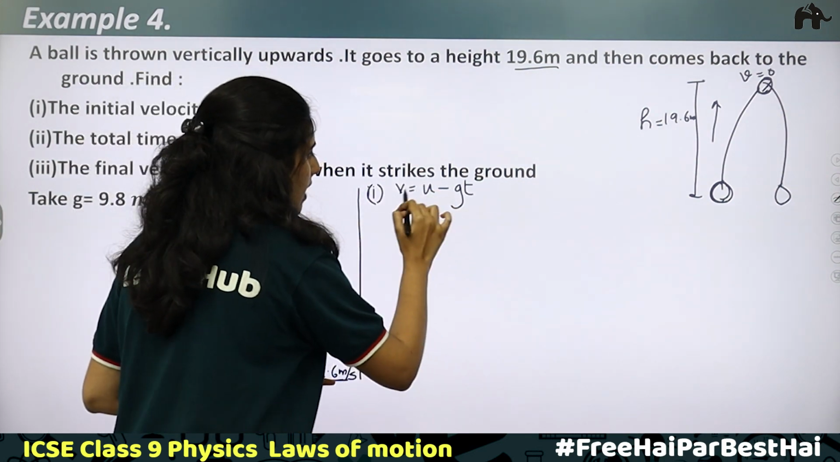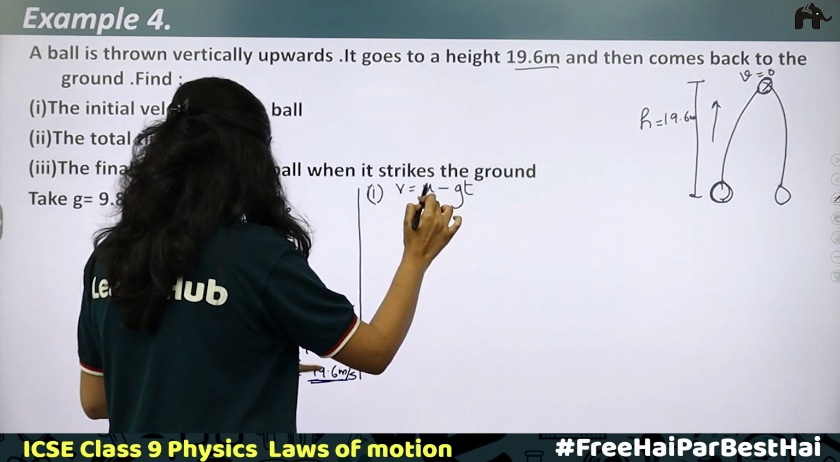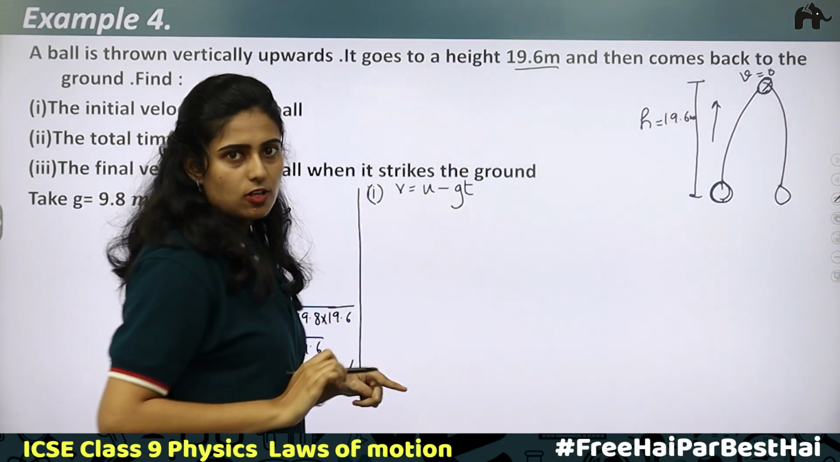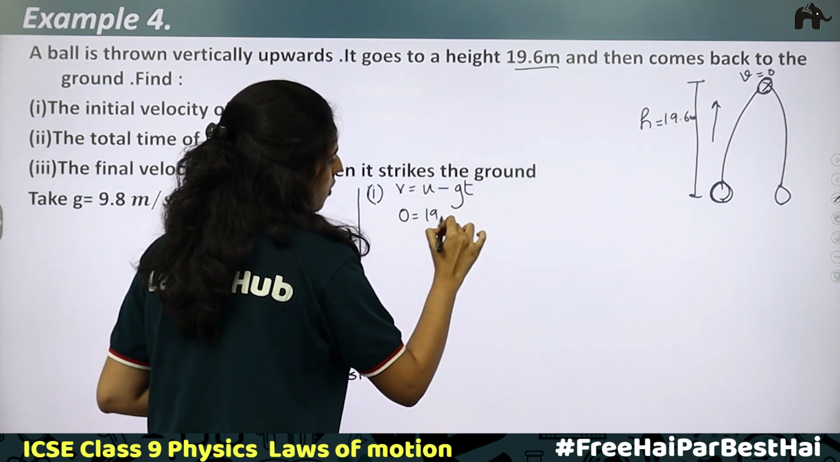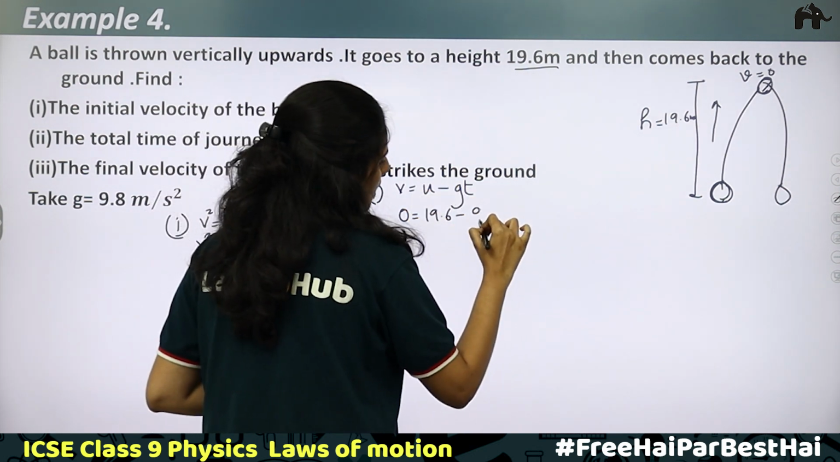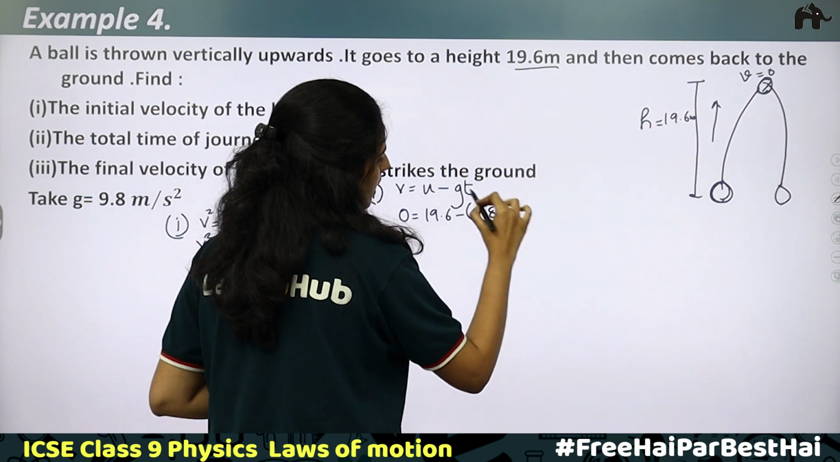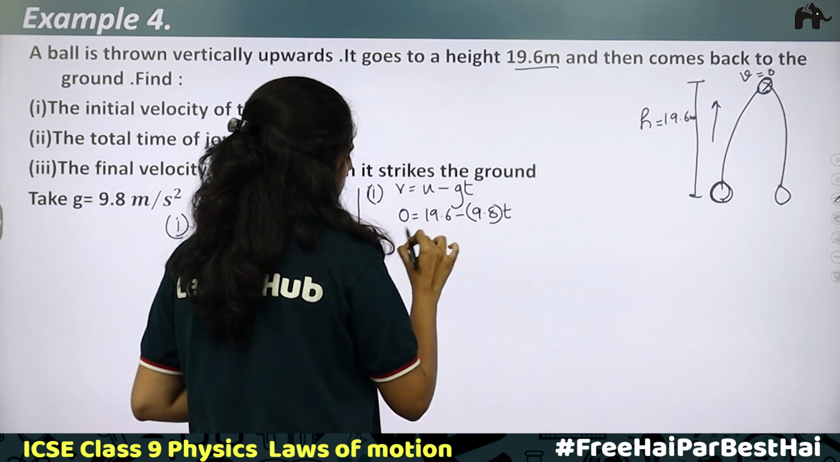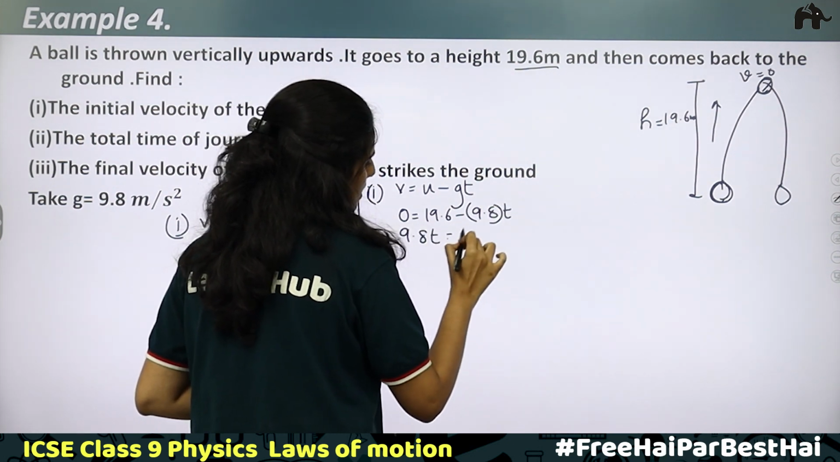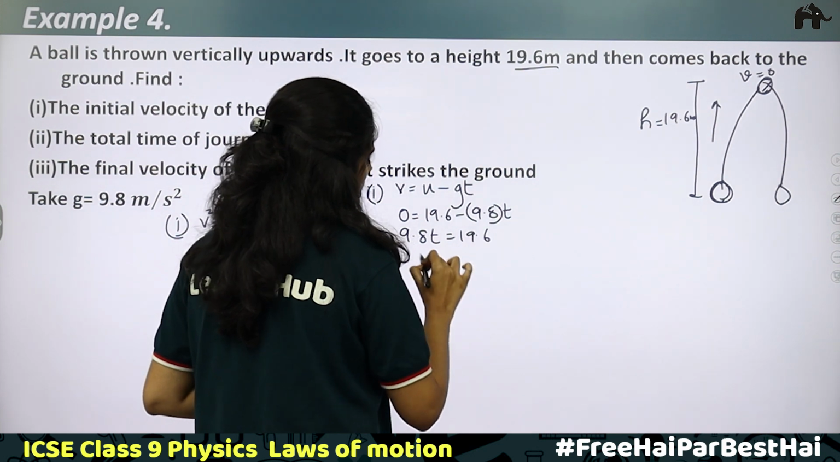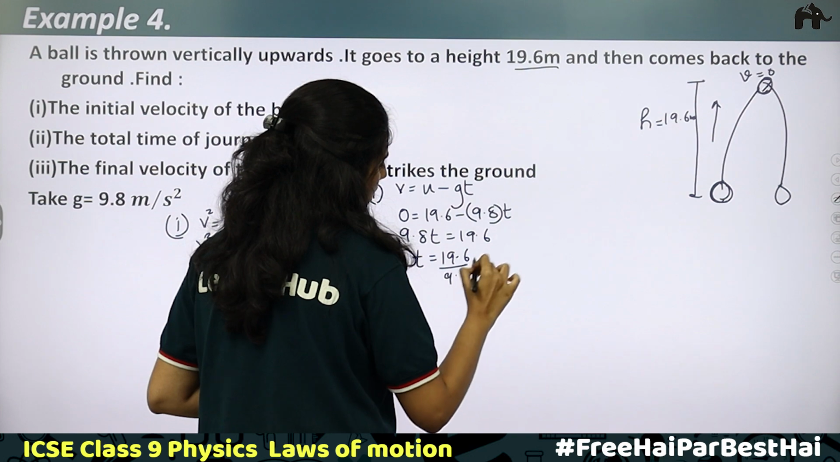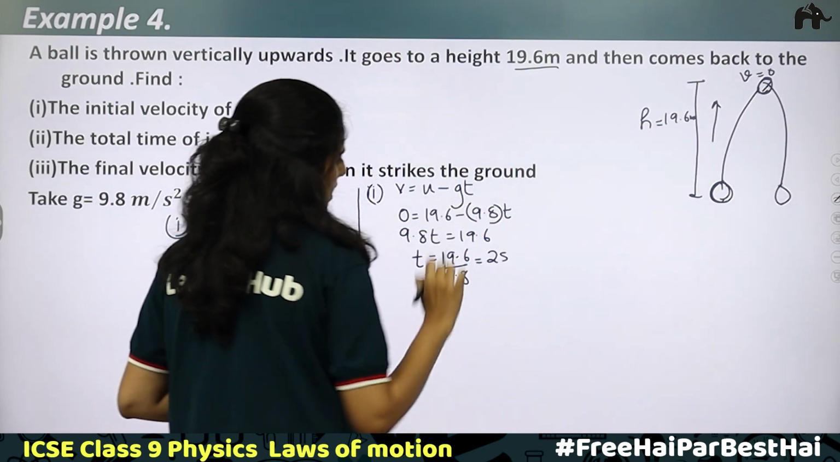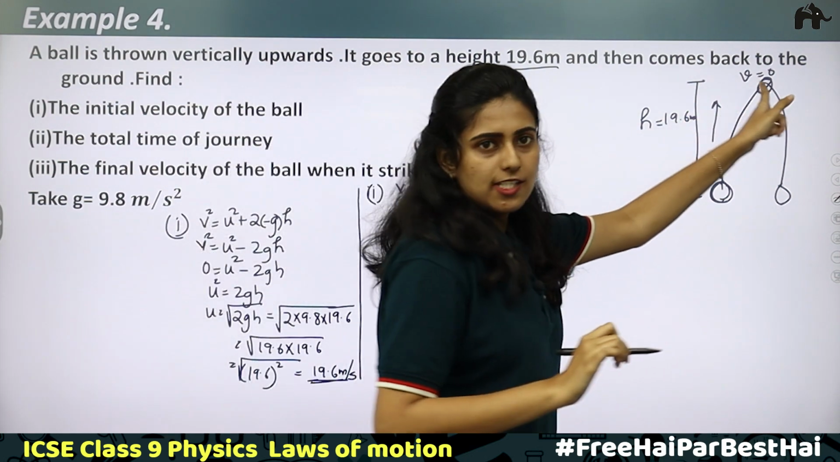Yes. You know the value of V. We have determined the value of U. The G value is also known. So this is 0 equal to 19.6 minus 9.8 into T, which means 9.8 T is equal to 19.6, or T is equal to 19.6 divided by 9.8, equal to 2 seconds. So, for the upward motion, 2 seconds.